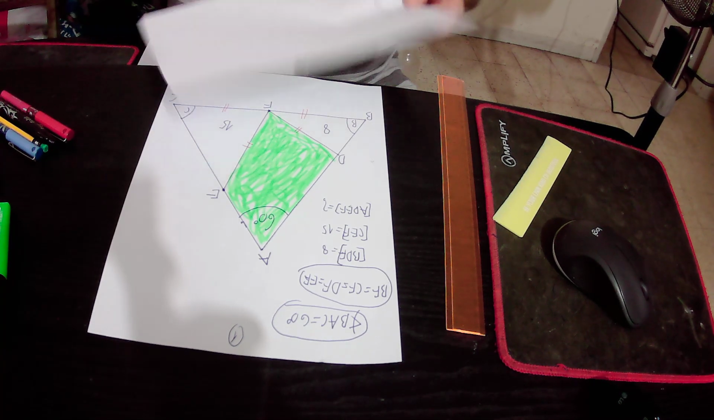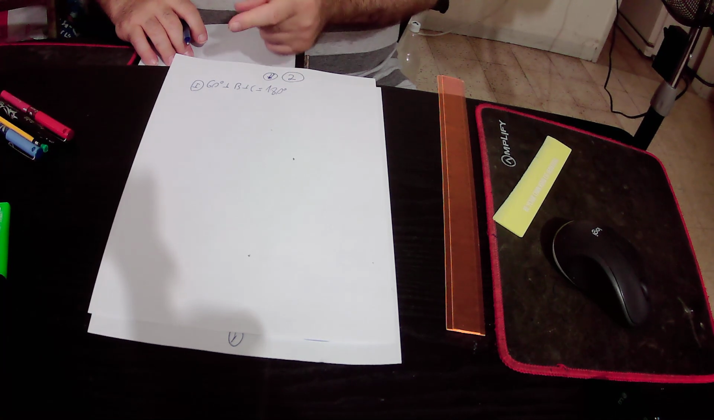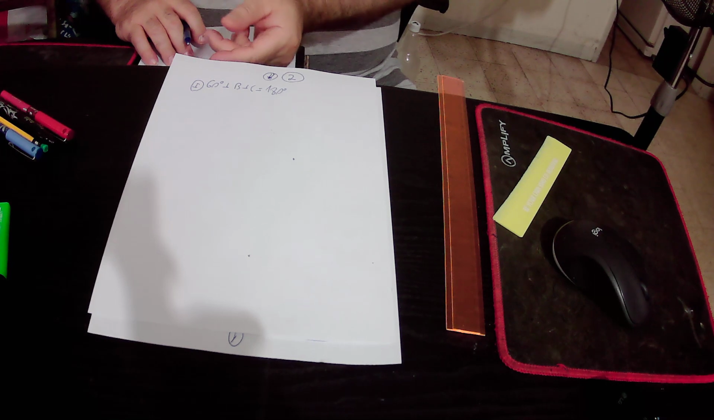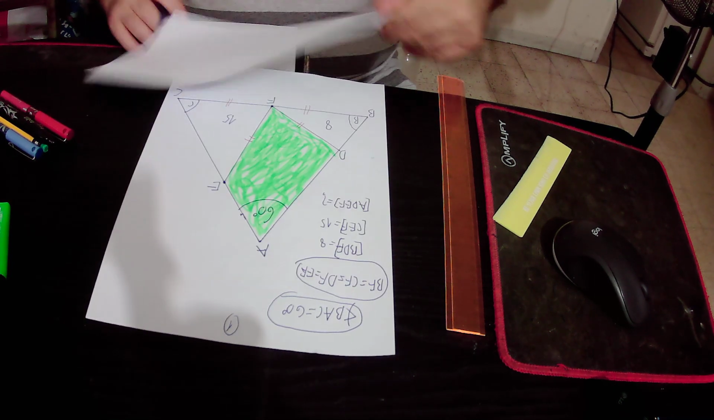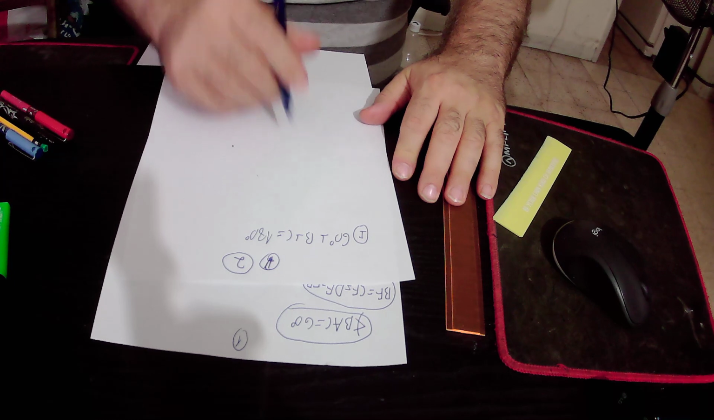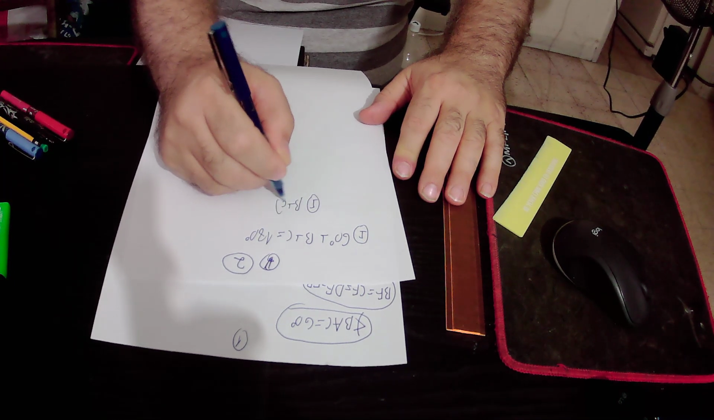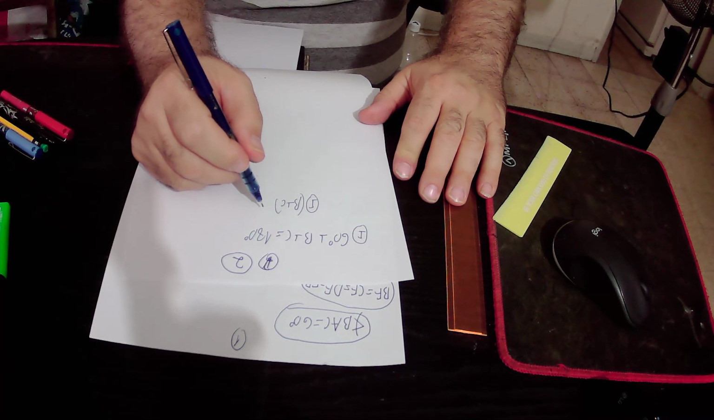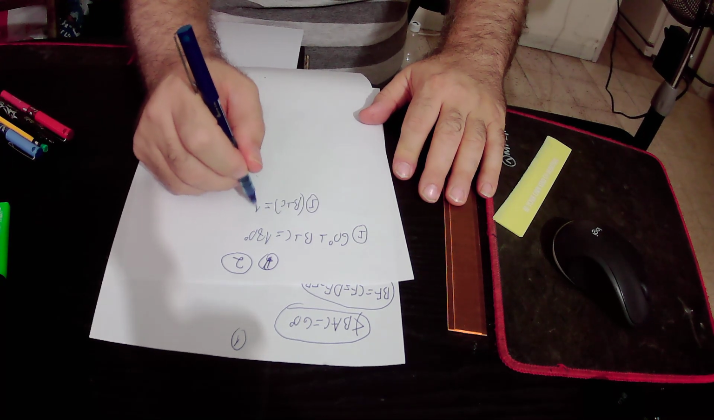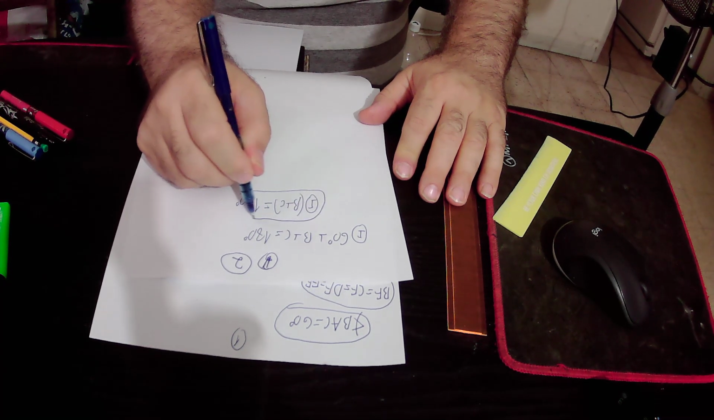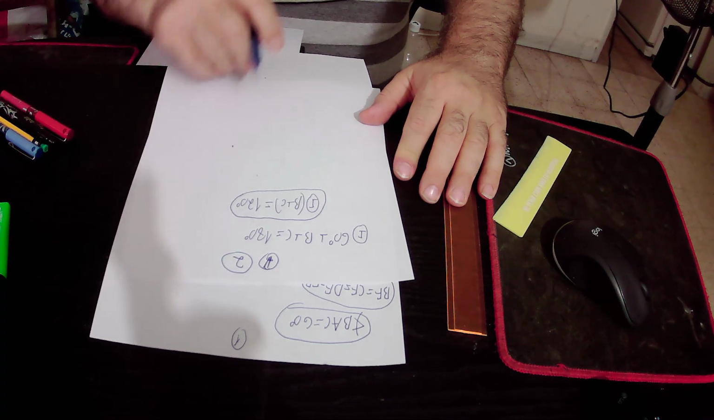Okay, equation number 1 states that the sum of the angles in triangle ABC equals 180 degrees. Here we will subtract 60 degrees from equation number 1, and we will get that B plus C equals 180 degrees minus 60 degrees, which is 120 degrees. So equation number 1 states that B plus C equals 120 degrees.